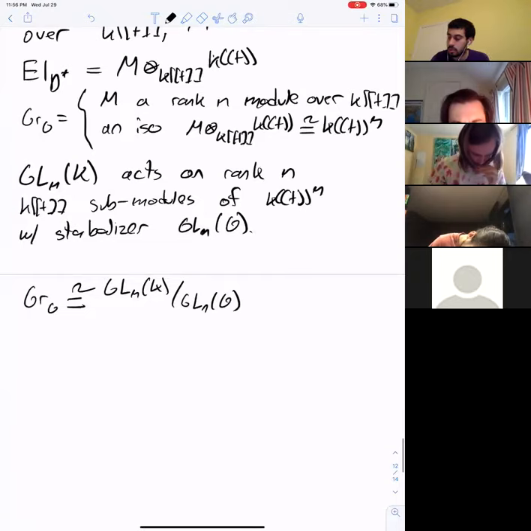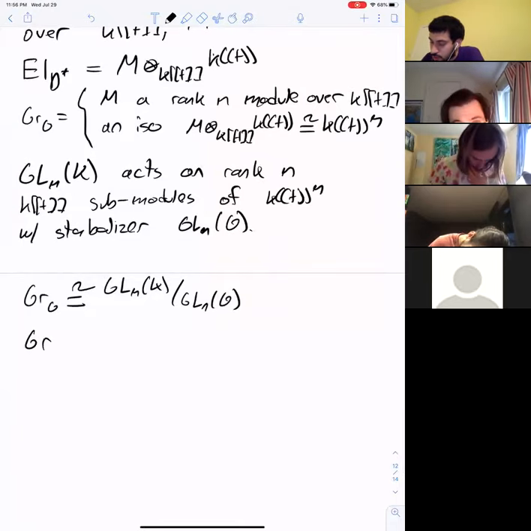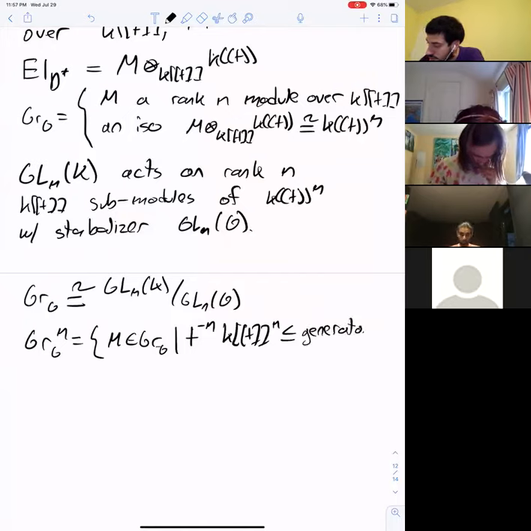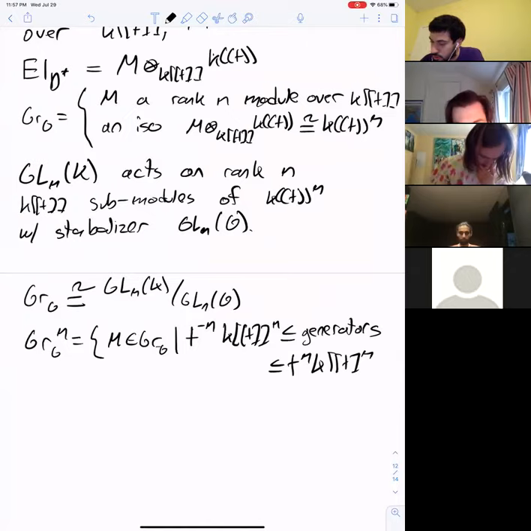These would be like new cells, but we could say GR_N equals the set of M in GR_G such that, I'll just write, T^{-N} times K[[T]]... Yeah, so this is unfortunately, so this should definitely not be the same number for both of these. So let's maybe make that M.